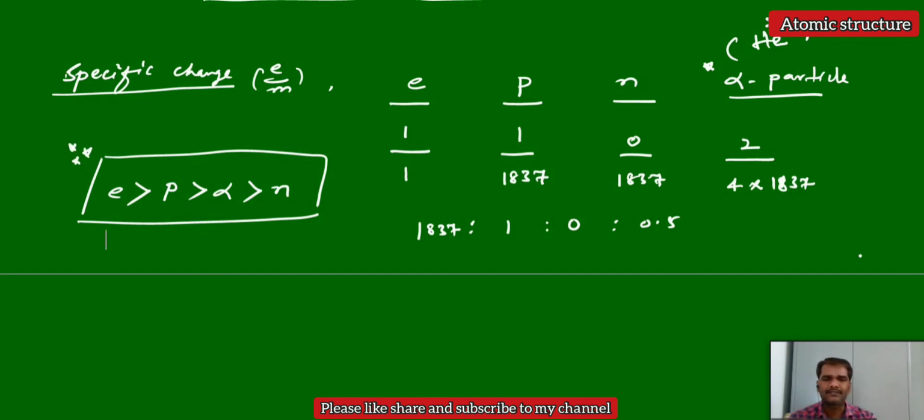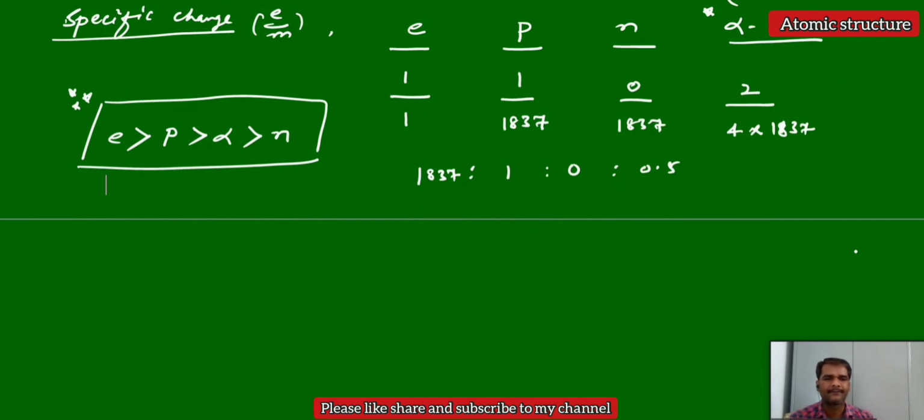Sometimes questions can be asked individually: what is the ratio of specific charge of electron to proton, or electron to neutron, or electron to alpha particle, or proton to alpha particle, like that. Let me take the E by M ratios. For example, if you take electron to proton, how much will you get?